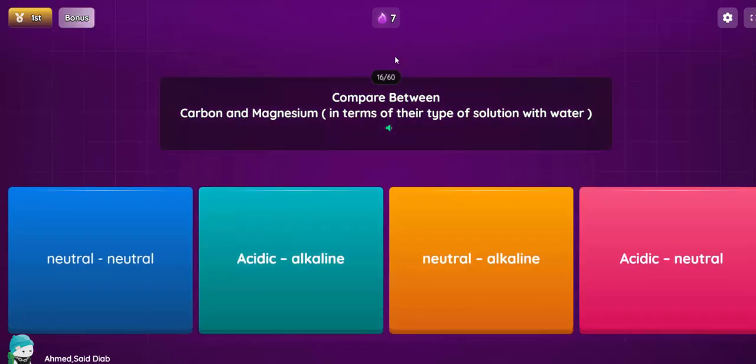Question: compare between carbon and magnesium, in terms of their type of solution with water. Option 1, neutral, neutral. Option 2, acidic, alkaline. Option 3, neutral, alkaline. Option 4, acidic, neutral.